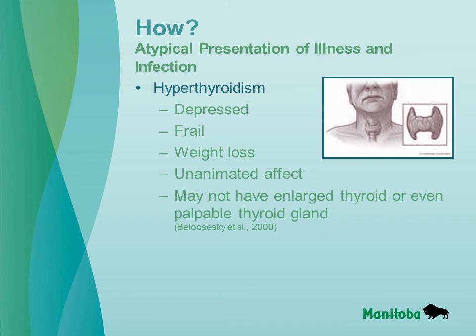Thyroid disease is prevalent and can present atypically in the elderly as well. Apathetic thyrotoxicosis is a term that's used when elderly patients do not present with the classic signs of hyperthyroidism. The elderly can present as depressed, frail, with anorexia, weight loss, unanimated affect. They may not even have an enlarged thyroid or even palpable thyroid gland.